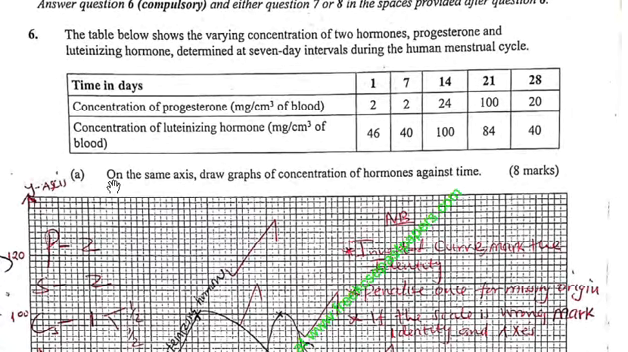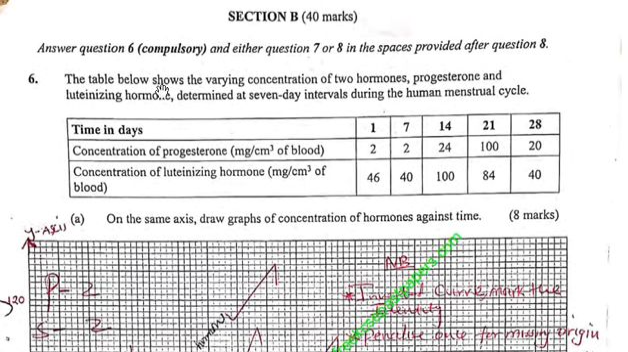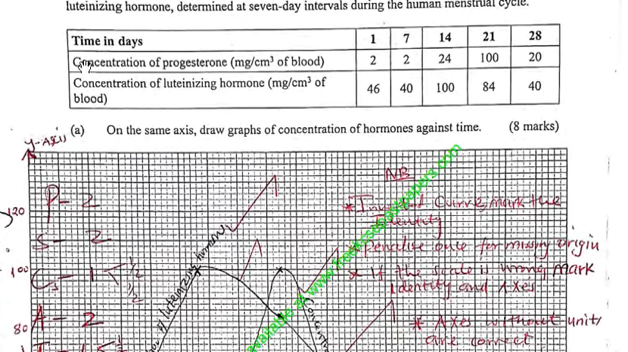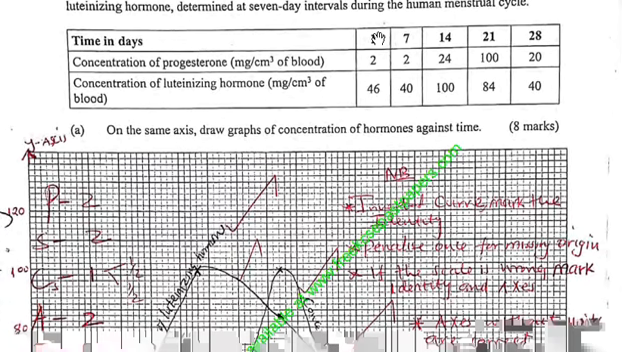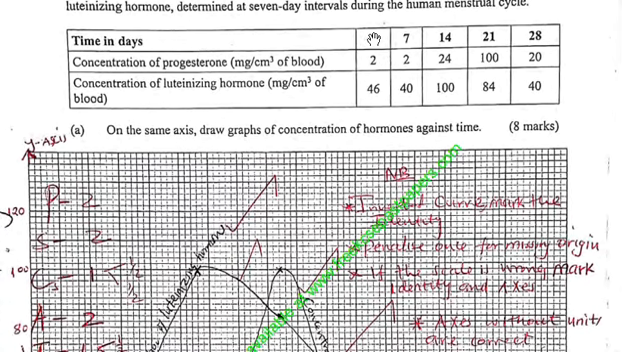Question 6 is about a graph. The table below shows varying concentrations of two hormones, progesterone hormone and luteinizing hormone, determined at 7-day intervals along the human menstrual cycle. Time in days, concentration of progesterone in milligrams per centimeter cubed of blood, then concentration of luteinizing hormone in milligrams per centimeter cubed of blood. We have day 1, day 7, day 14, day 21, day 28.